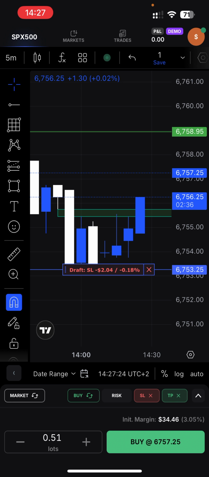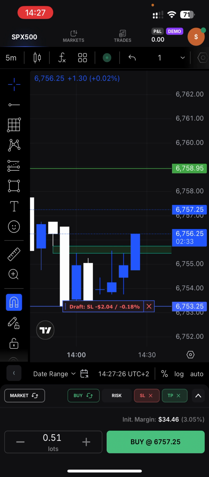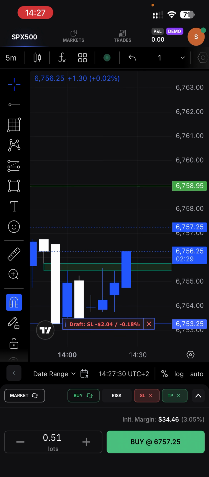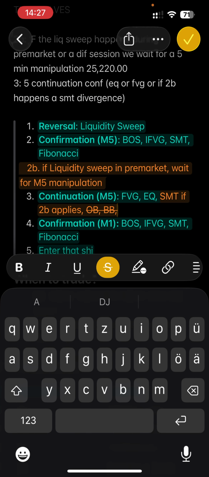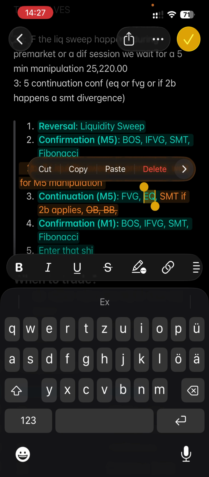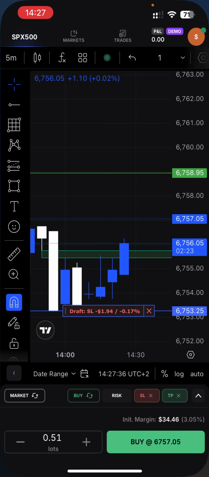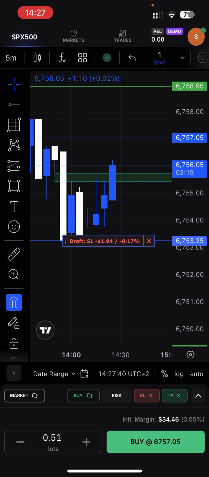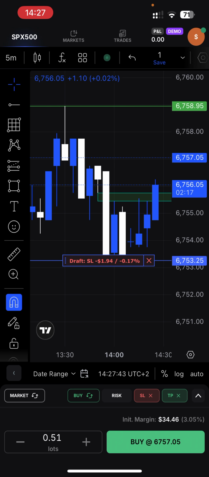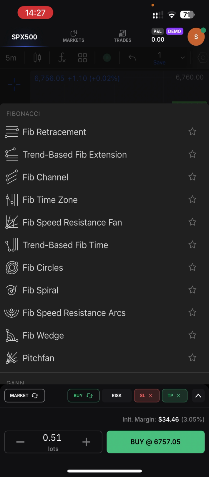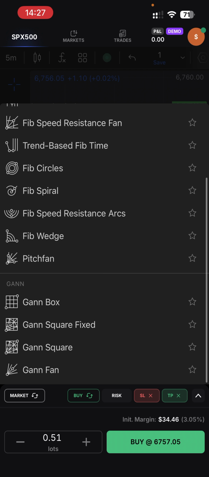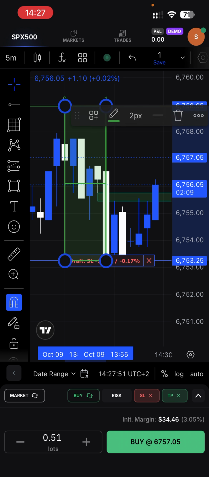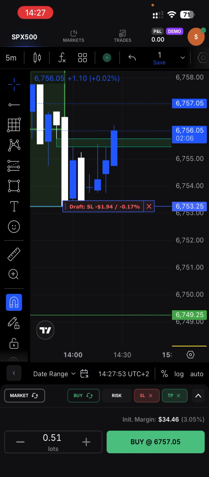So I don't understand why equilibrium is in continuation, because I would always find an equilibrium. But I guess I'm gonna make an equilibrium. I've made my GAN box, now I can mark out equilibrium. I've never used equilibrium before. Bro, this stop loss thing is in my way. You have to move out of the way, sir.